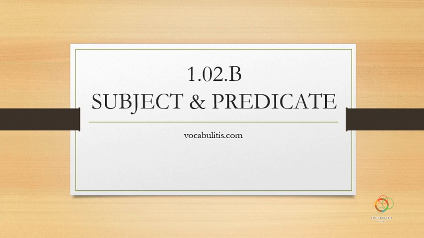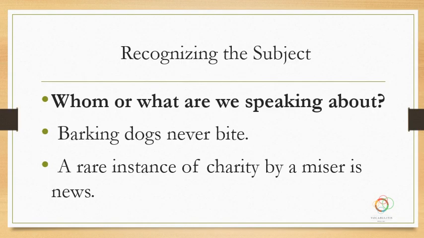Let's consider the subject and predicate a little more. Recognizing the subject. How are we going to find the subject in a sentence? We need to ask exactly whom or what are we speaking about? Okay, so when you see a sentence, barking dogs never bite, what is it that we're talking about? And it has to be a person, place, or thing. A noun is what you need.